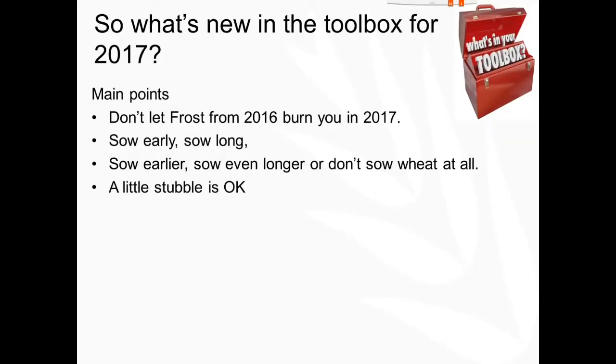There's nothing new. We just got to make sure that the tools in there are polished and we're using them as best we can. We've got to make sure the frost from 2016 doesn't burn us in 2017. If we're going to sow early, we've got to sow a long season variety, particularly wheat. If we sow earlier, we're going to sow an even longer one, or just don't sow wheat at all. There are other options, other crop types, which have a better fit for that late April, early May window if you don't have a winter wheat. And Garren will probably cover off on a little bit of stubble is okay.